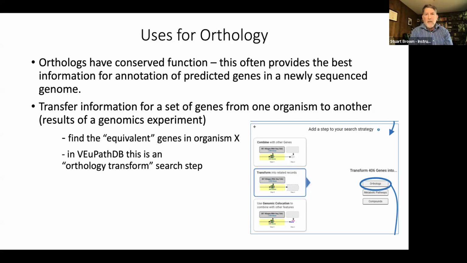In VEuPathDB, we have this as an orthology transform function as a search step. So in a search strategy, you have a list of genes. You can transform that list of genes into related records in another organism.